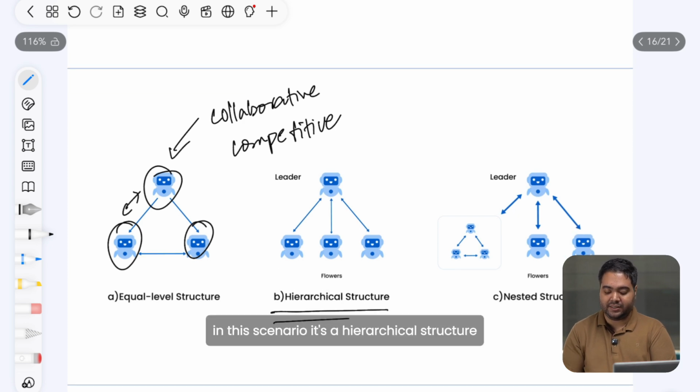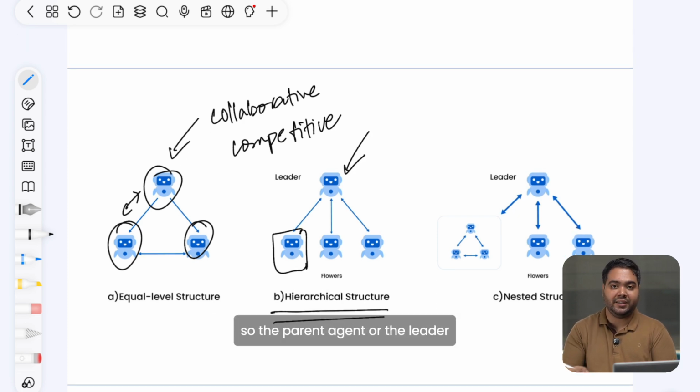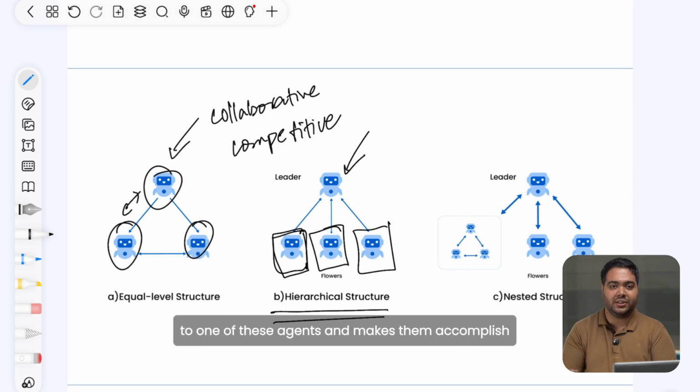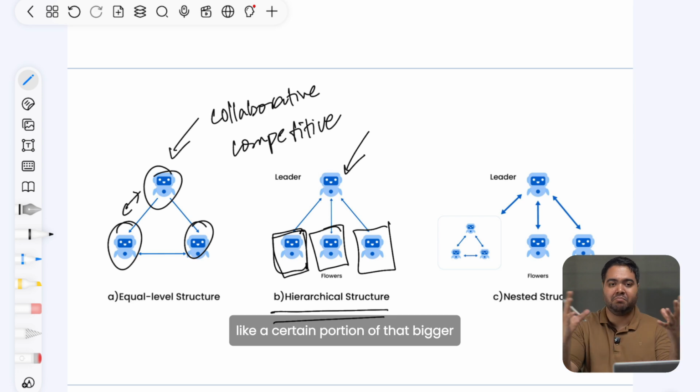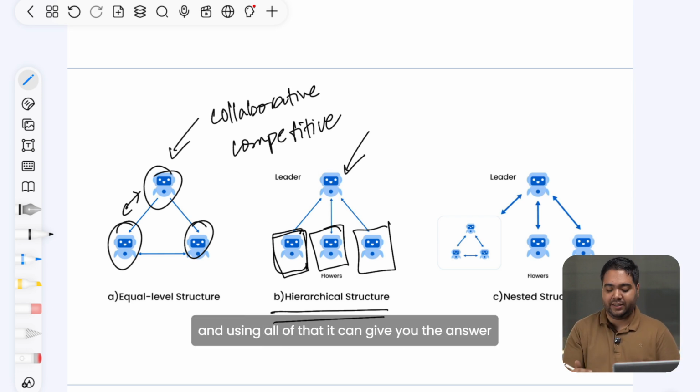In this scenario, it's a hierarchical structure. So the parent agent or the leader sends the query or the subtask to one of these agents and makes them accomplish a certain portion of that bigger overarching task. And using all of that, it can give you the answer.